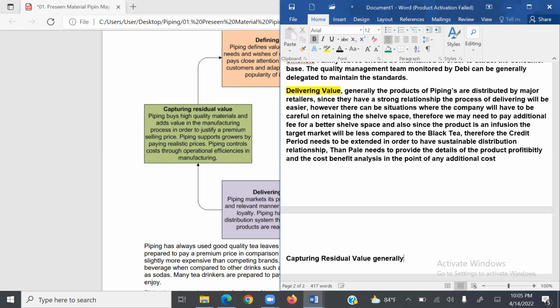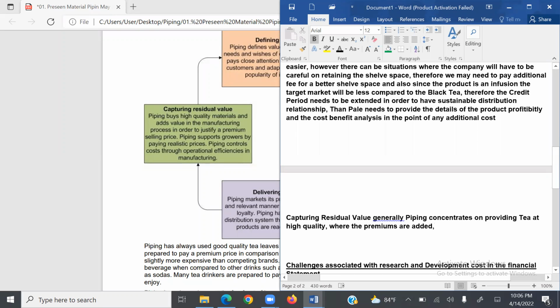Generally, Piping concentrates on providing tea at high quality, where the premiums are added. So get this application very, very well, students. Capturing value is generally Piping concentrating on providing tea at high quality where premiums are added.